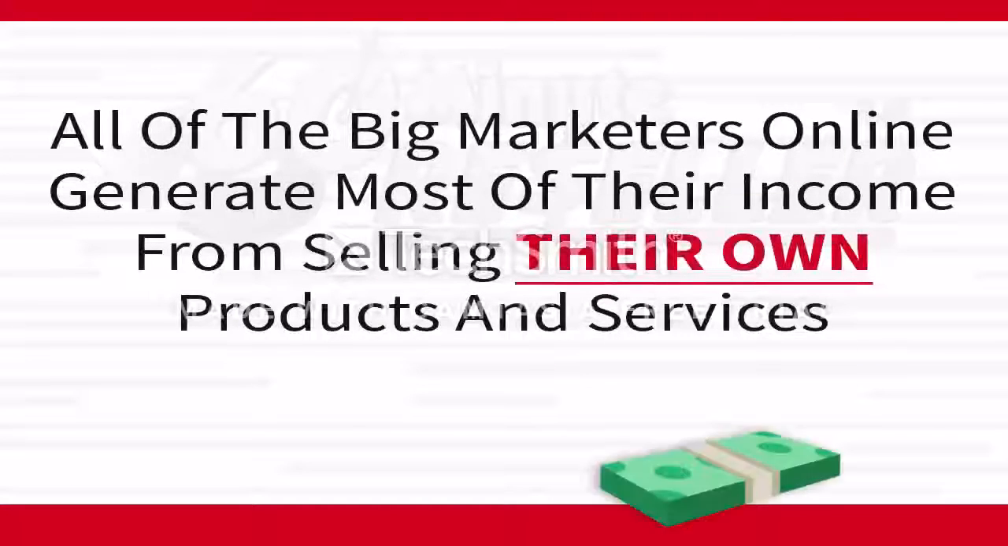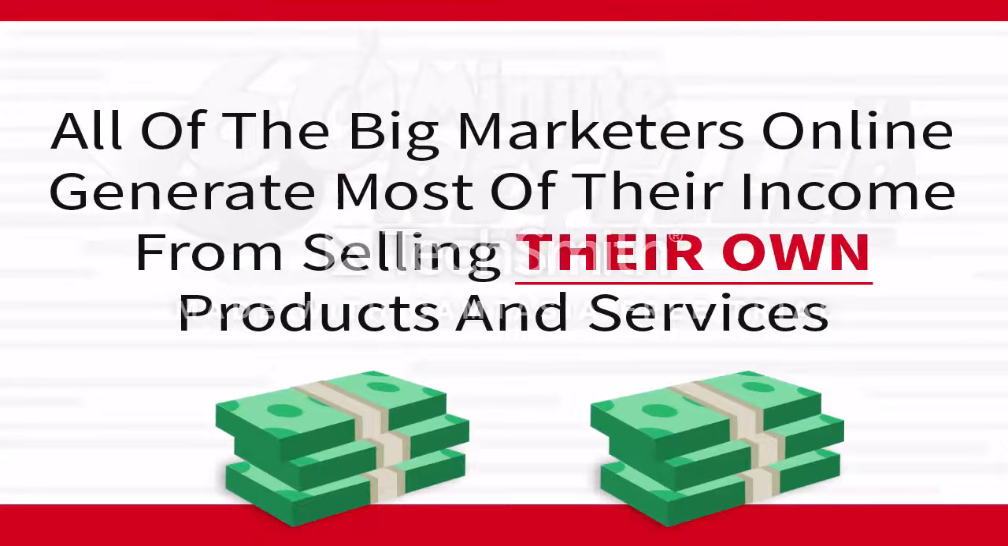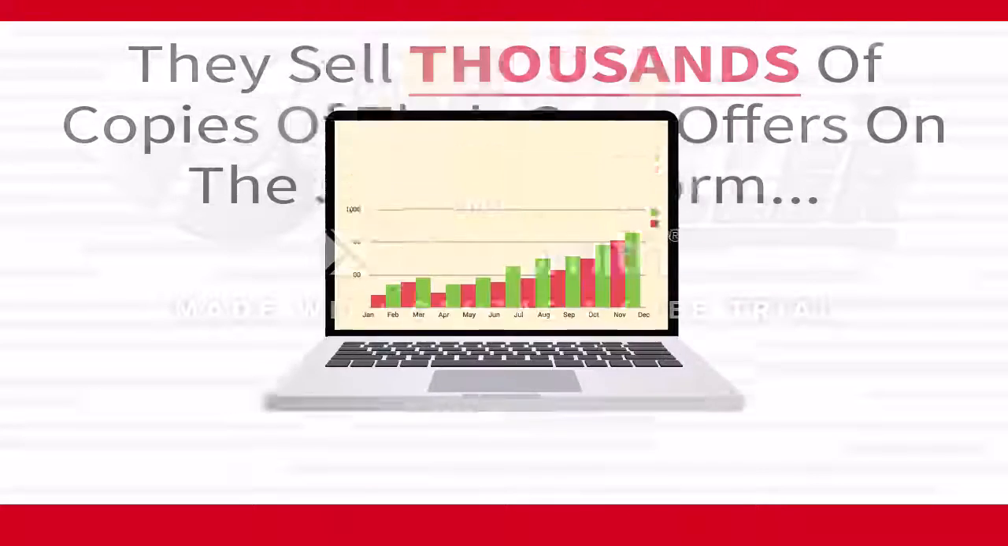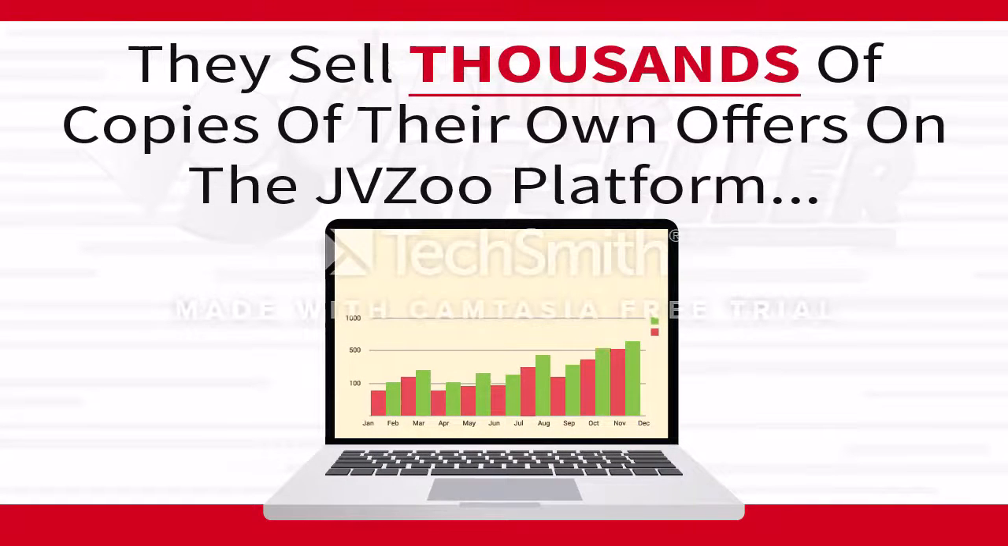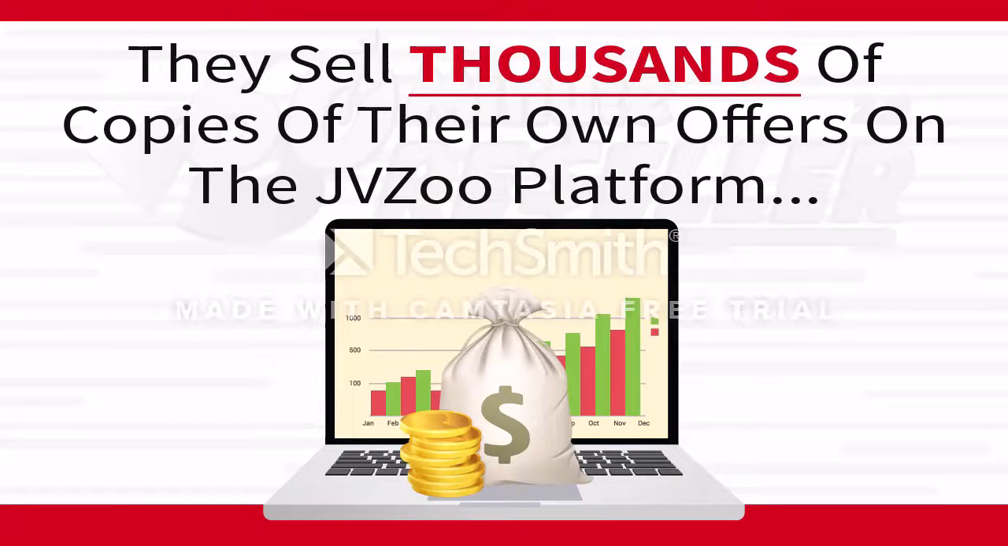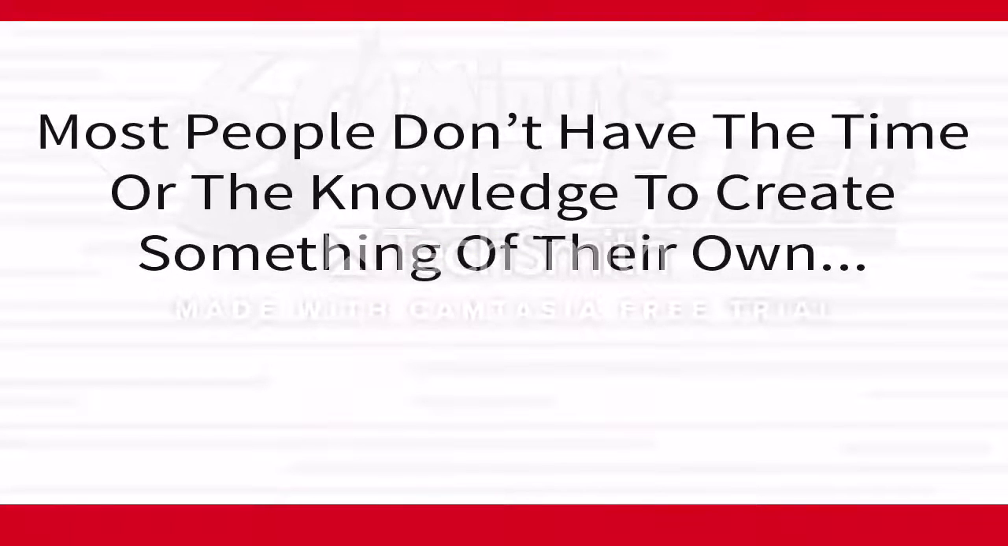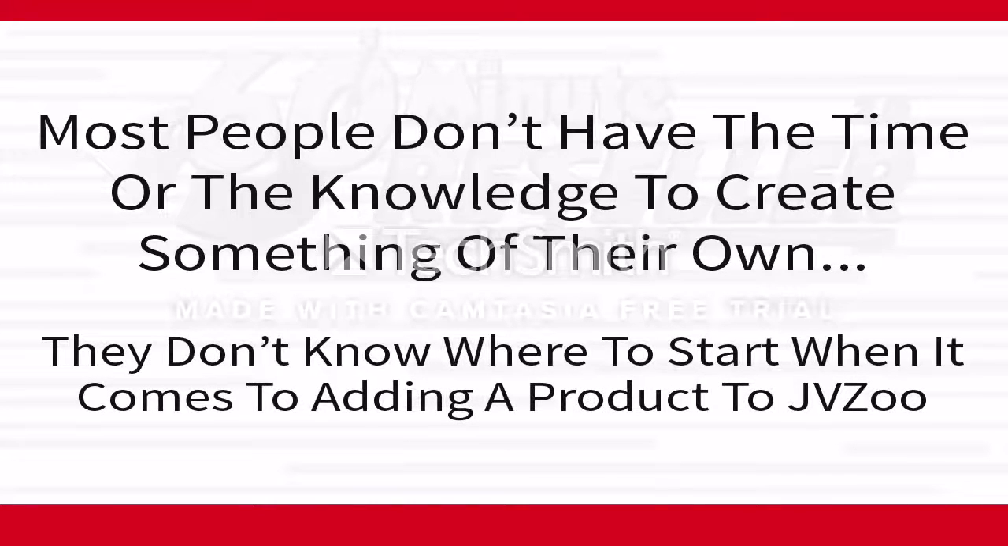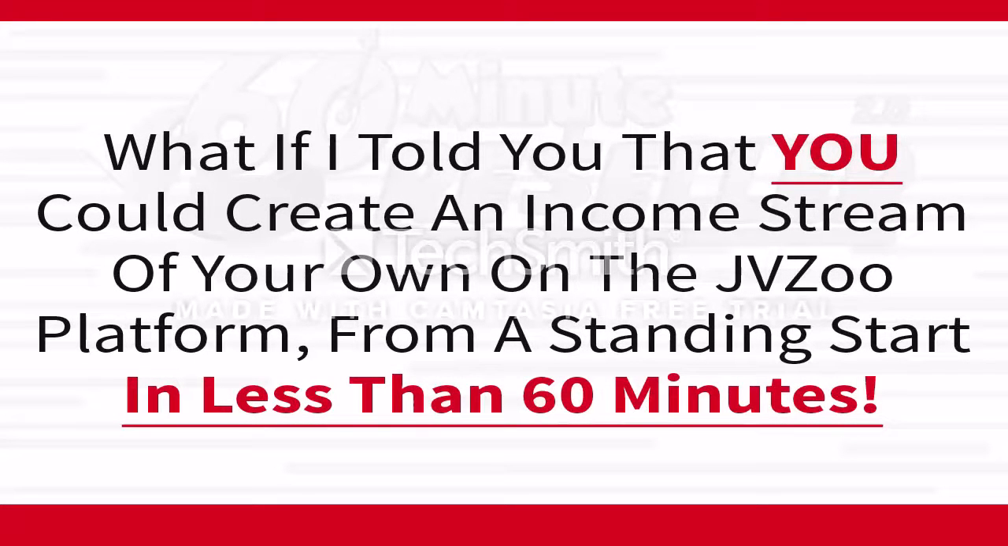You probably already know that all of the big marketers online generate most of their income from selling their own products and services. And I'm sure you've seen the big guns sell thousands of copies of their own offers on the JVZoo platform. However, most people don't have the time or knowledge to create something of their own, and they don't know where to start when it comes to adding a product on JVZoo. Well, what if I told you that you could create an income stream of your own on the JVZoo platform from a standing start in less than 60 minutes?